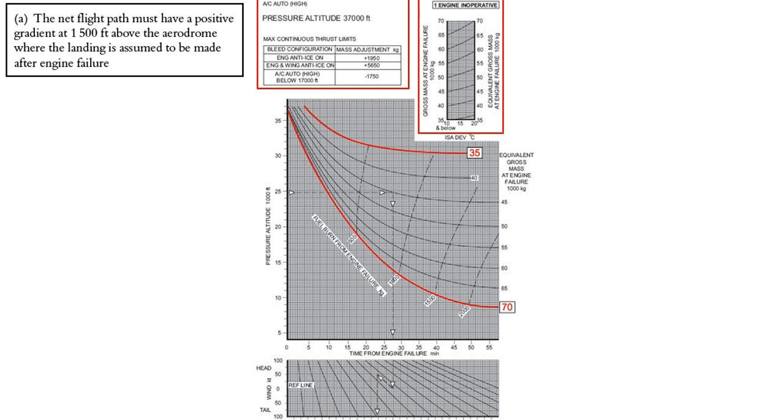The last of the regulations state that the aeroplane must have a positive gradient at 1,500 feet above the aerodrome where the landing is assumed to be made after engine failure.